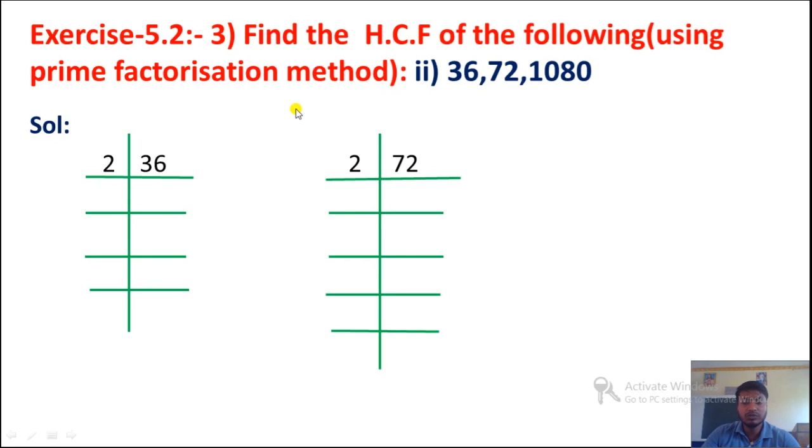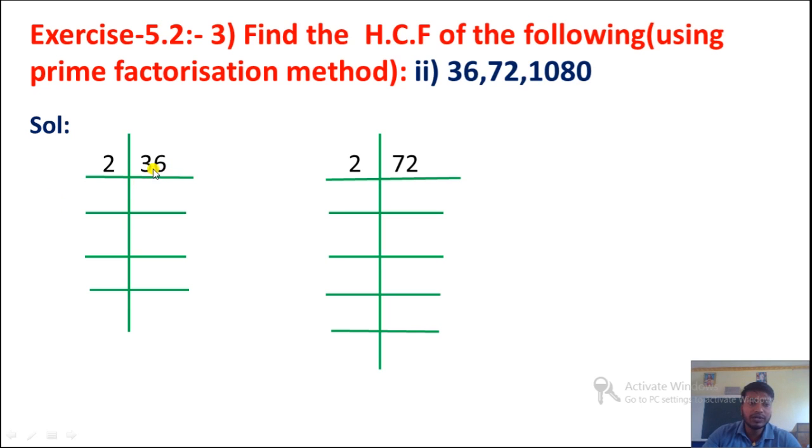In the last video we were discussing some questions from exercise 5.2. Today also we will continue with this exercise. So here we have question number 3. Find the HCF of the following using the prime factorization method. Okay, so we have to use the prime factorization method. We have 36, 72, 1080.